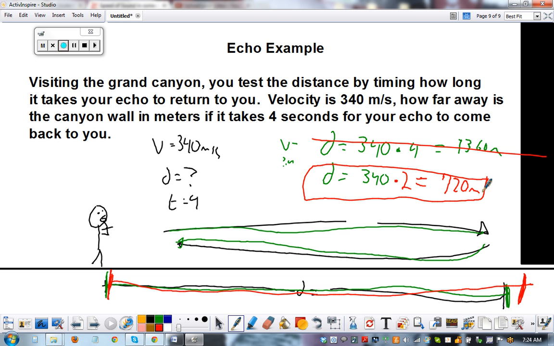So this is your big move. When we're looking at an echo, an echo is a there and back time. But when you want to find the distance to whatever it bounced off of, we need to cut the time in half. All right, there are some practice problems, and we'll have a quiz when I come back on Wednesday.